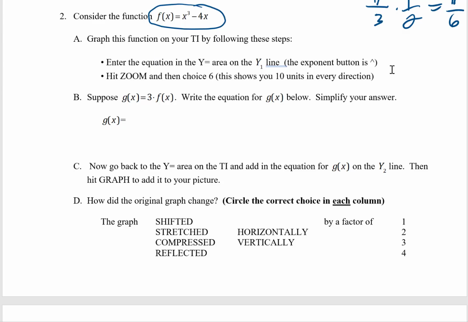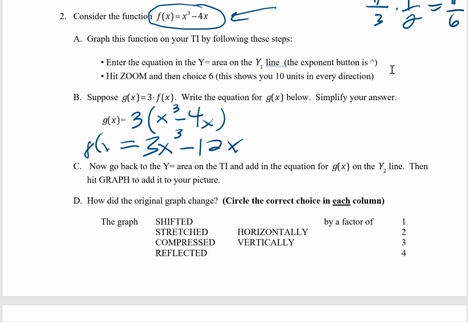Part B says, now we have a new function called g of x, and here's the definition. G of x is 3 times the f of x function. Well, I'd like to write my equation. Don't overthink this. It's very easy. G of x is 3 times the f of x function. Well, here's the f of x function right here, x cubed minus 4x. So just multiply 3 times that. When I simplify, I get 3x cubed minus 12x. I just distributed the 3 there.